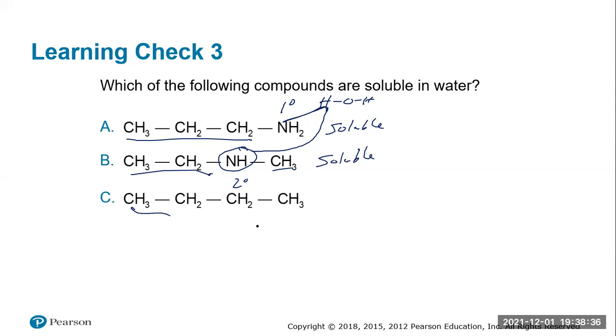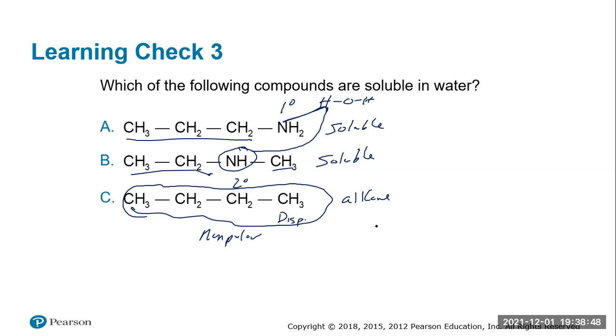Here we have no nitrogens. This is a throwback to early organic. This is just an alkane, and it's definitely non-polar, which means it's going to want to use dispersion forces. Water is going to want to use hydrogen bonding, and that is a recipe for not mixing. We would expect this one to be insoluble in water. Any questions on those?